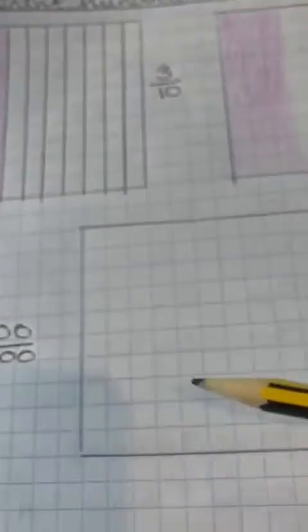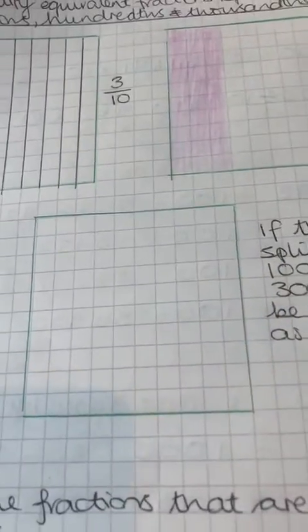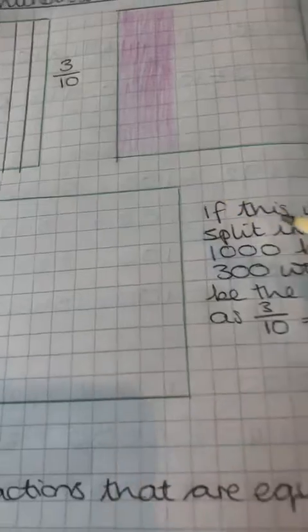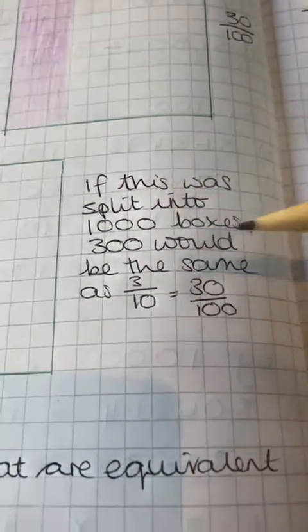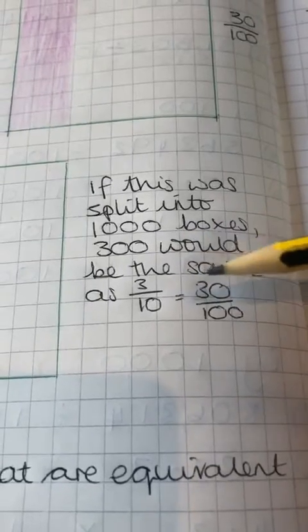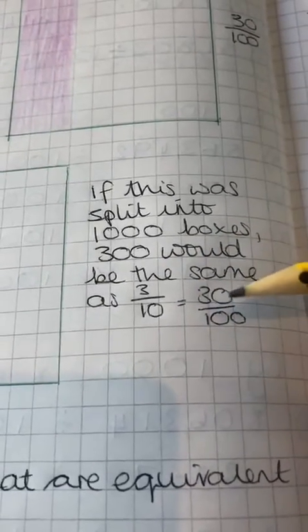Now, I realised I was going to split this one and show you thousandths, but that would be really tricky on paper this small, squares are small. But if this was split into 1,000 boxes, 300 of those shaded would be the same as 3/10 or 30 hundredths, okay?